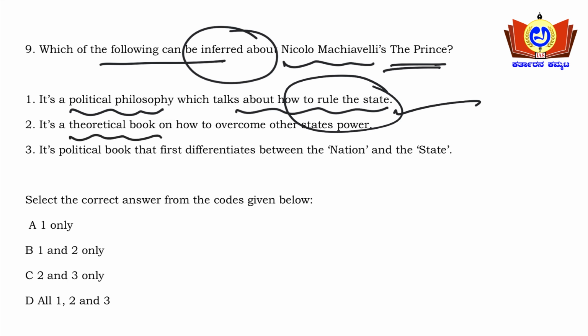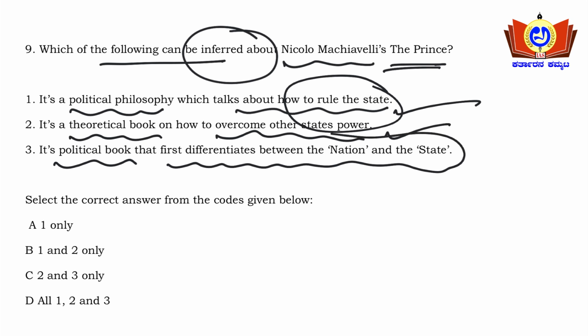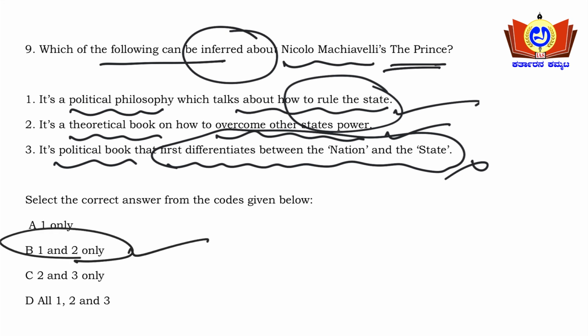It's a theoretical book on how to overcome the other state's power. This statement also holds good, so both 1 and 2 hold good. It's a political book that first differentiates between the nation and state. No, this is actually wrong, so option C is wrong. So 1 and 2 are right, which means option B is the right answer here. So moving on to the next question.